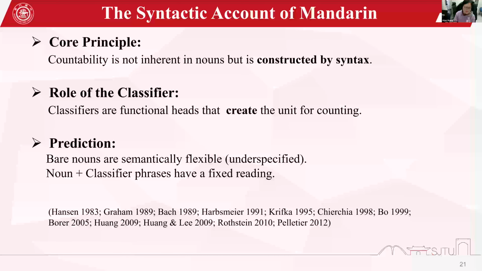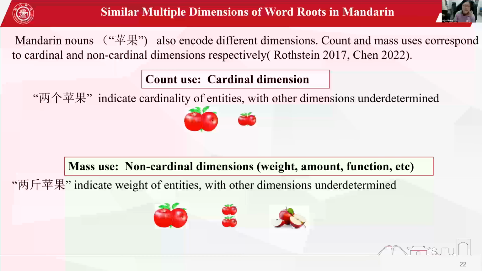But once you have a classifier, then we have a fixed reading. Also, the similar multiple dimensions of word root apply in the syntactic count account of Mandarin countability. So 苹果, like apple in English, encodes different dimensions, and the count use corresponds to the cardinal dimension, and non-cardinal dimensions correspond to mass use.